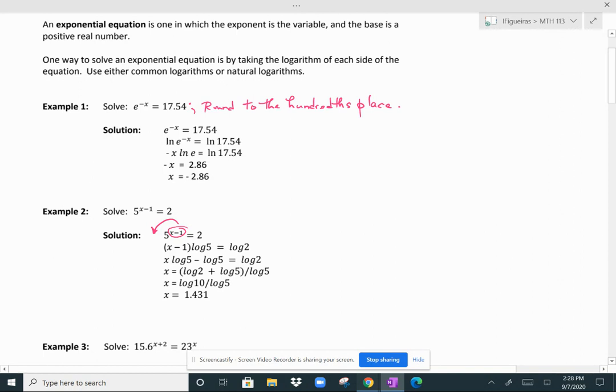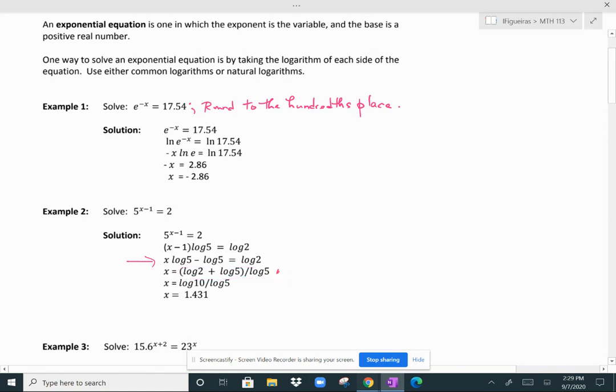So I have x minus 1 in parentheses times log of 5. Remember, log of 5 is just a number, equals the common log of 2. So this log of 5, which is just a number, is going to get distributed across. I get the next line: x common log of 5 minus common log of 5 equals log of 2. Then add this to both sides, because you're trying to isolate the x. That gives us log of 2 plus log of 5. But then you have to divide by that number, log of 5. So we end up with this entire expression, the sum on top divided by log of 5.